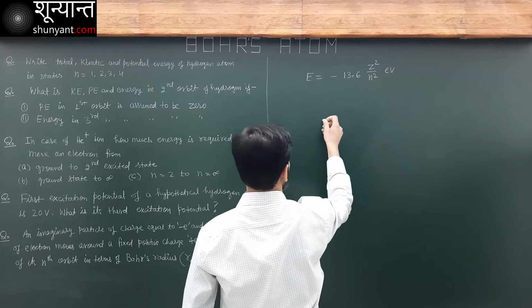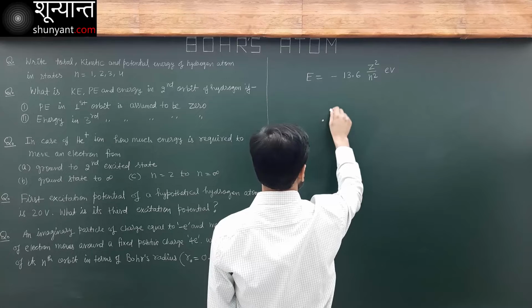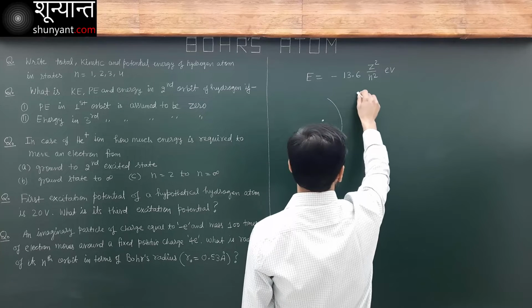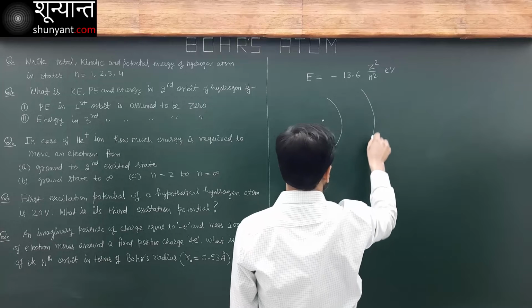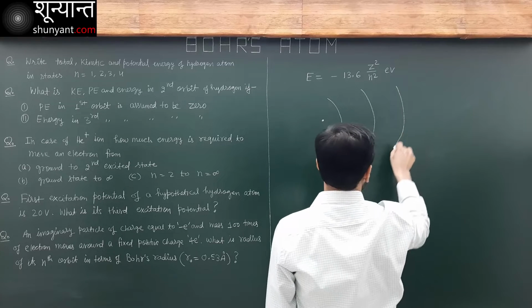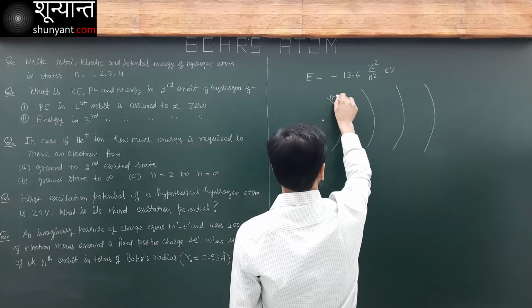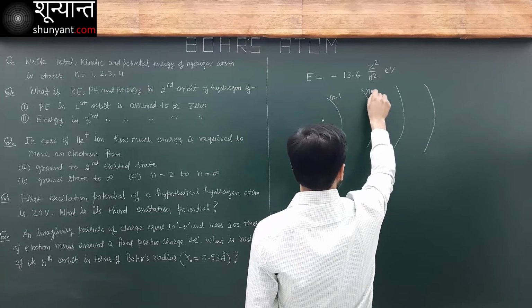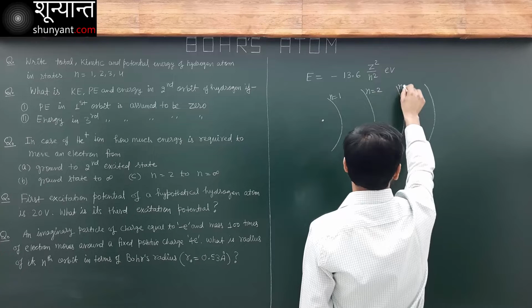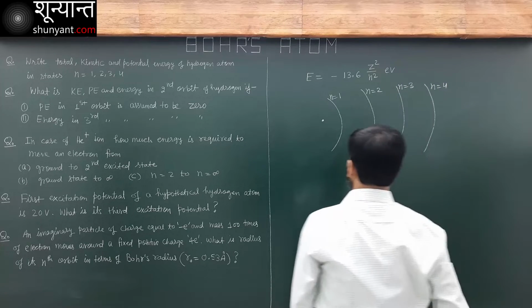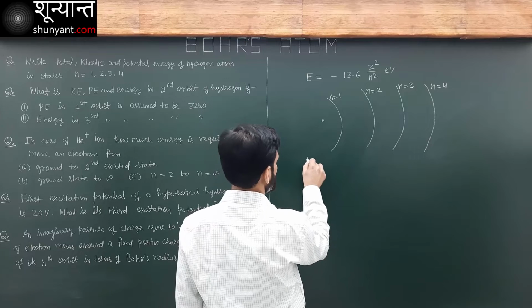Now, this is my nucleus here. This is the first orbit. Then second, then third, and then fourth here. This is n is 1, state 1, state 2, state 3, and this is state 4. Now let's write the energy. What will be the energy? What do you think? Energy here, E1.